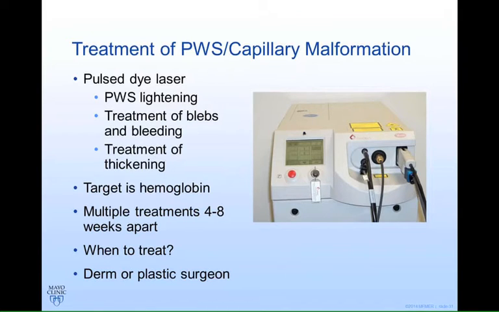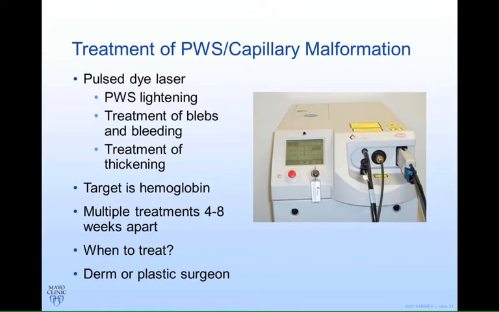It can be really helpful for treating blebs and for treating bleeding, especially if it's caught early on. It can be helpful for the treatment of thickening of capillary malformations also. And usually it does require multiple treatments, so it can be as short as every 4 weeks of treatment, as long as every 8 weeks, and sometimes people even go longer in between treatments, just due to practical issues.